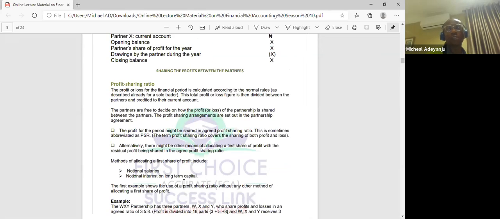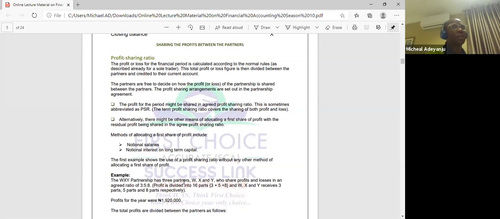So what is profit sharing ratio? Because the main purpose of this partnership business is to share profits, there must be an agreed profit sharing ratio in order for them to move on. However, if the question is silent and there's no particular profit sharing ratio, or there's no agreement, they didn't discuss it prior to the business, it is said that all profits should be shared equally.